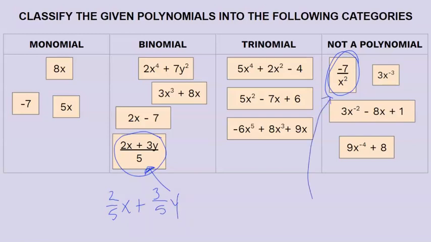The issue with this one is that it's a variable in the denominator. So if we rewrote that, it would be -7x to the -2nd power. So then that would have a negative power. So you can't have a variable in the denominator, but you can just have a number in the denominator. So that's what makes the difference there.